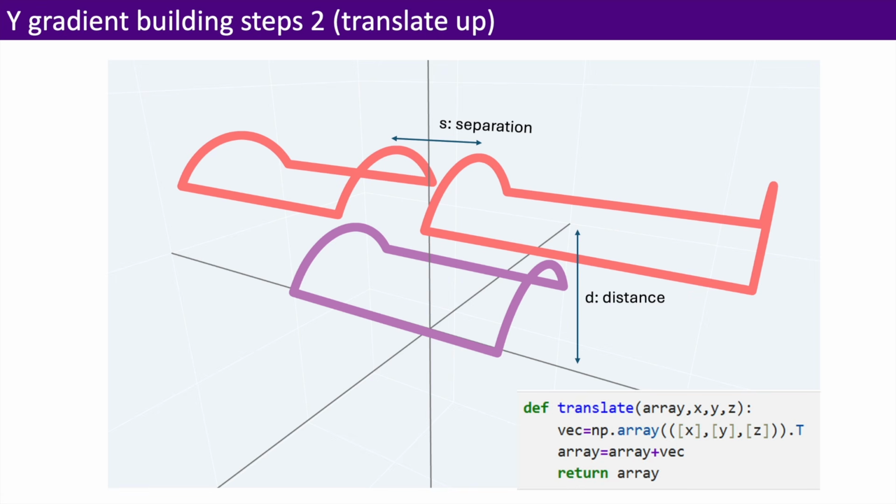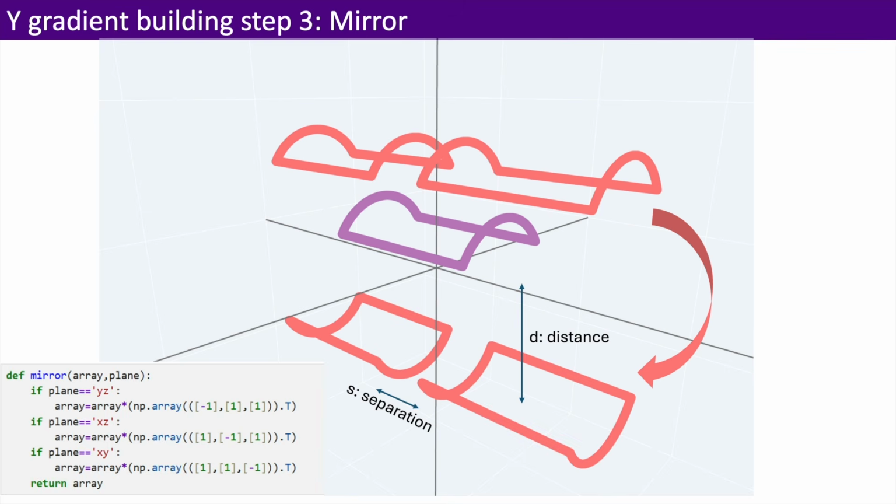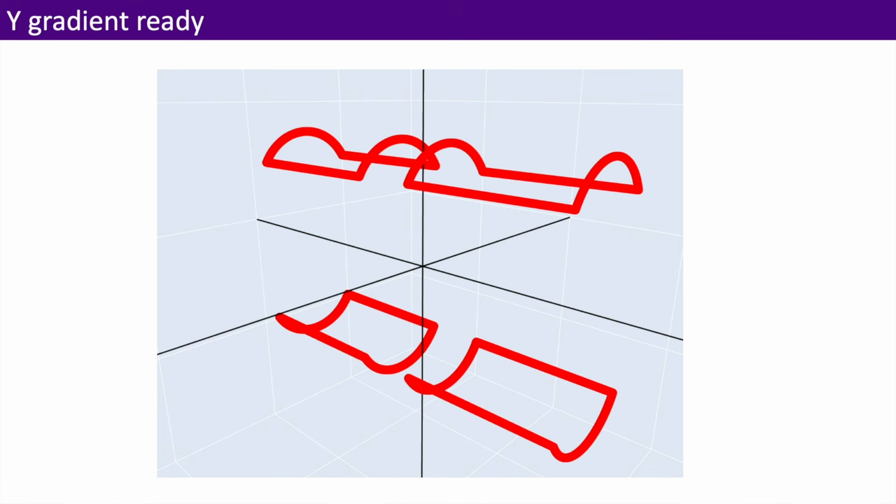So here we already got 2 coils, and in order to get the remaining 2 coils we need a mirror function. So what does the mirror function do? It takes the array, which is again the array of the coordinates of the coils we want to mirror, and it takes the input plane, so on which plane we want to mirror the coordinates. The plane can be yz, xz, or xy, and mirroring is defined from linear algebra. As you can see, we just multiply by a corresponding vector and return the array. And again, after the mirroring, now we have the Y gradient ready.